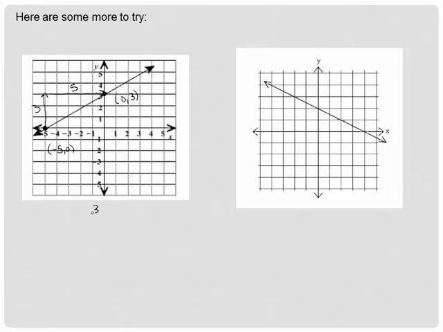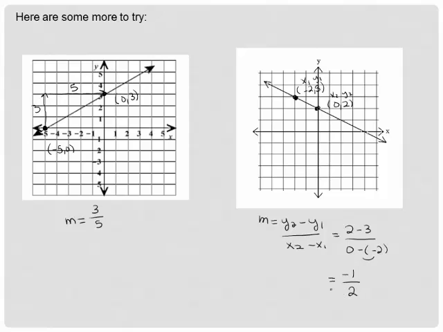So we could use our slope that way with the picture, or we can find 2 points. I have (0, 2) and (-2, 3). And I could use my slope formula. I call this x1, y1, and x2, y2. I'm going to have 2 minus 3 over 0 minus -2. That's positive. So I have -1 over 0 plus 2. So my slope would be -1/2.